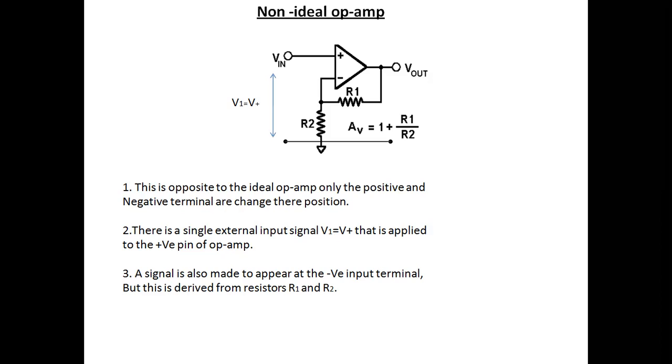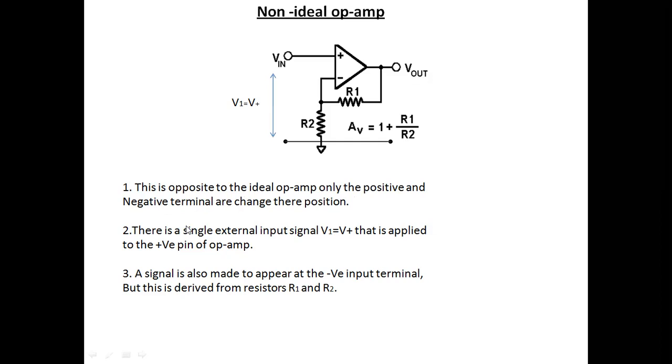Again, in the ideal case we require a higher voltage gain. But here, the gain value will be lower. So we can say the non-ideal op-amp is exactly opposite to the ideal op-amp. Only the positive and negative terminals have changed their positions.